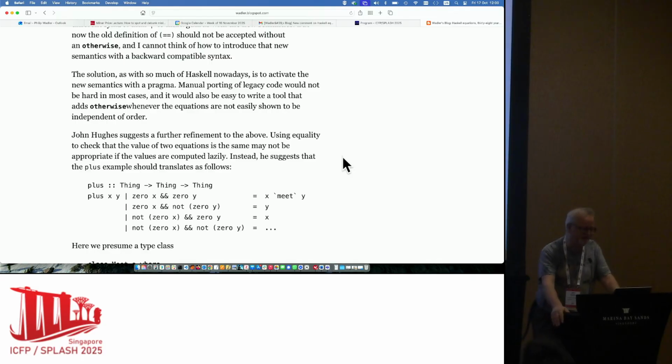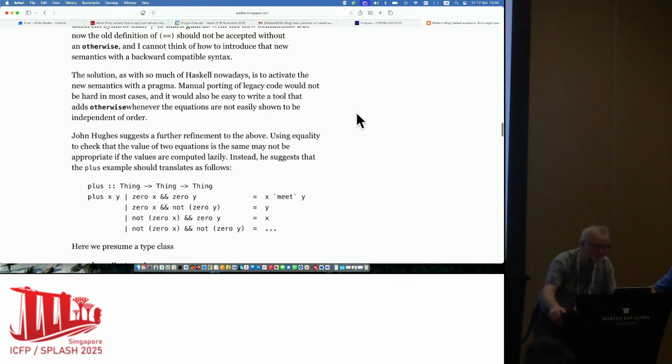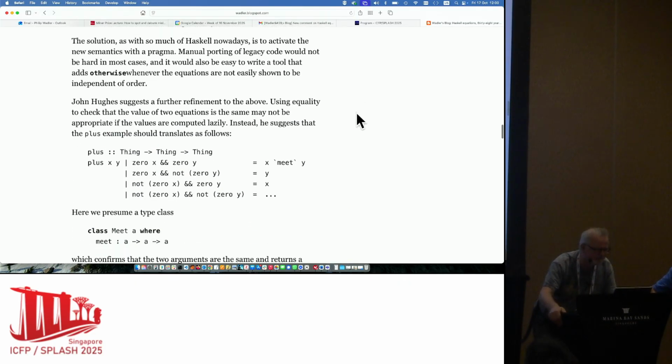And so the suggestion that I made several years ago was that instead of performing an equality test, just introduce a meet operation. And what meet does is it takes two lazy values and traverses them, and as long as they are equal, it returns that part of the result. But if they become different, then it returns bottom. So you get the domain theoretic meet of two values. And you have it somewhere in your blog.